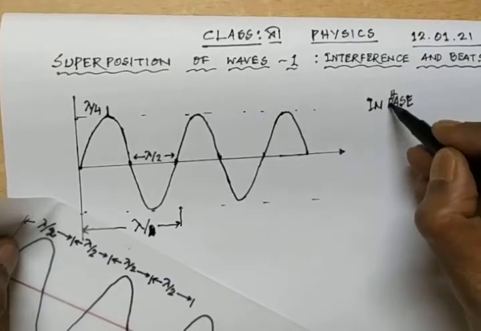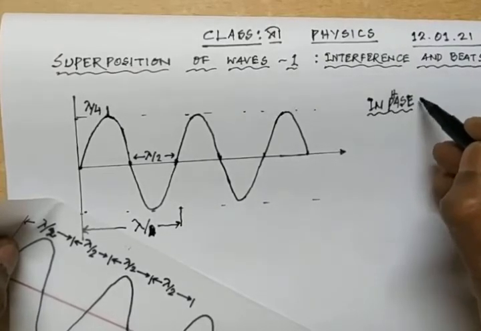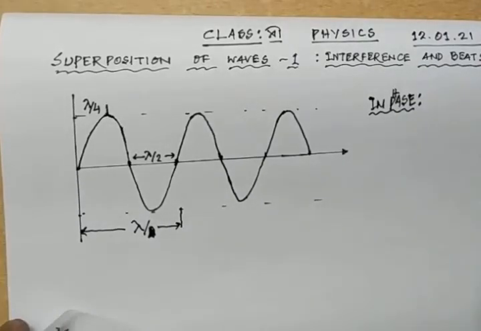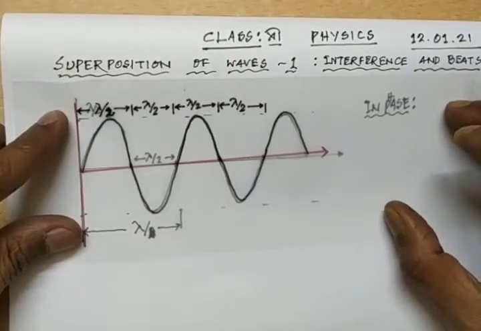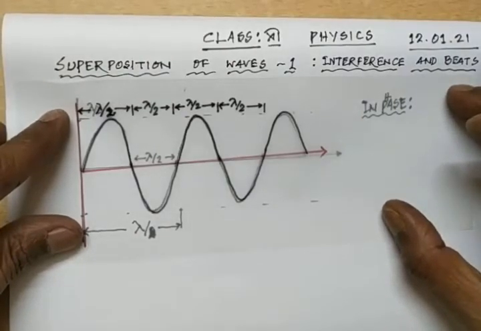In phase. What is the meaning of this? That means the phase difference between the two waves is 0. So this is in phase. Okay? Phase difference between the two waves is 0.